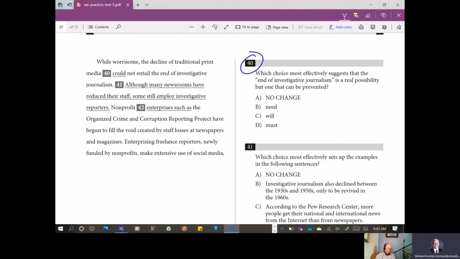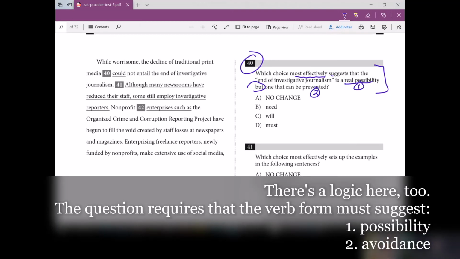Okay, here we have question 40. So what do we got? Which choice, read this carefully, most effectively suggests that the end of investigative journalism is a real possibility, but one that can be prevented? So it has to be, one, a real possibility, and two, the word has to show that it can be prevented. What do we got here? We've got could.